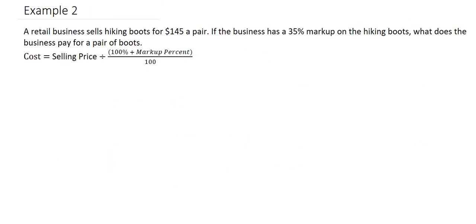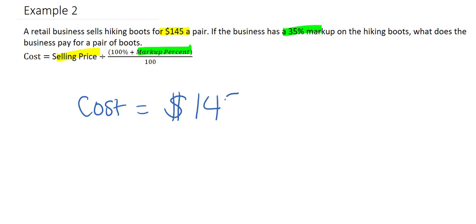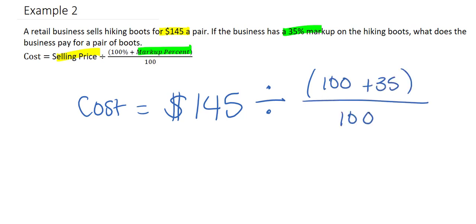So example 2: a retail business sells hiking boots for $145 a pair. If the business has a 35% markup on the hiking boots, what does the business pay for the pair of boots? So let's go ahead and start to calculate. Let's first make sure we know where things go. So we have cost, which is equal to $145 divided by, now we have on the top 100 plus 35, then we divide it by 100.